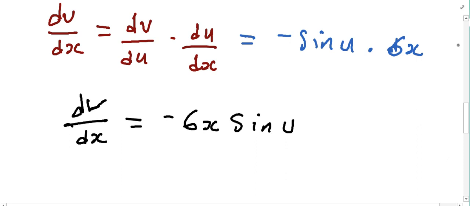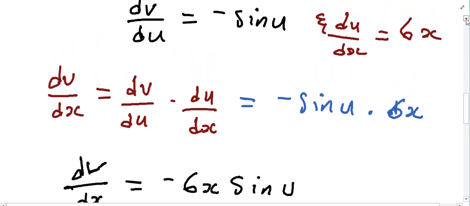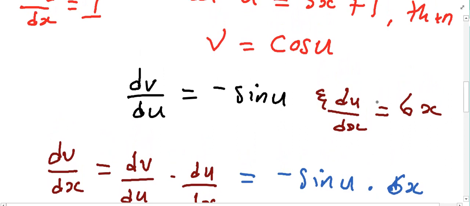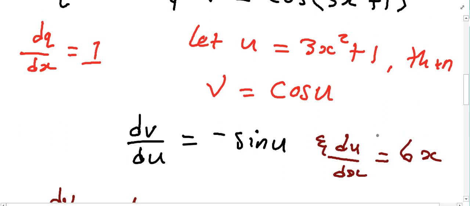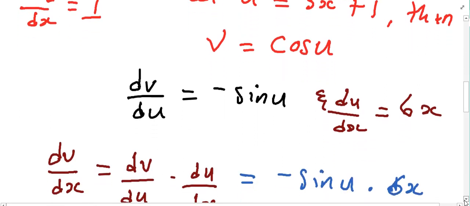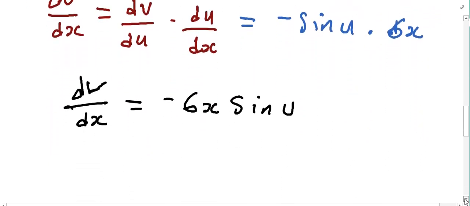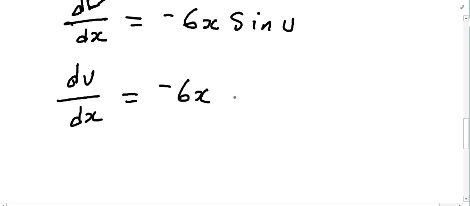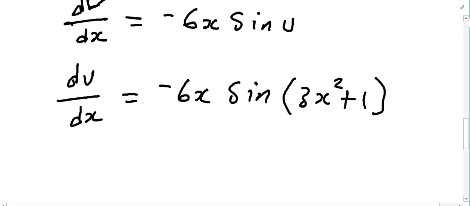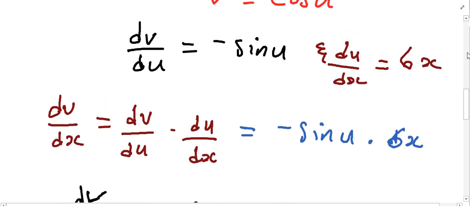Okay, now in our expression we don't need a u, we need an x, so we need to go back on top and replace u with what we had. What we had was 3x squared plus 1. That was our u. So where there is u, we are going to put that. So dv dx is simply equal to negative 6x sine, then open bracket 3x squared plus 1. Okay, so that's what we surely have.